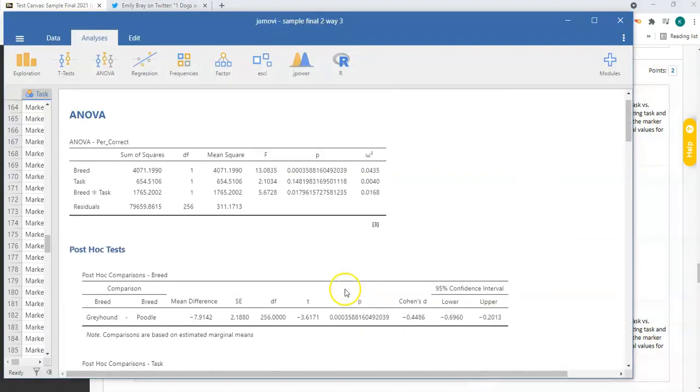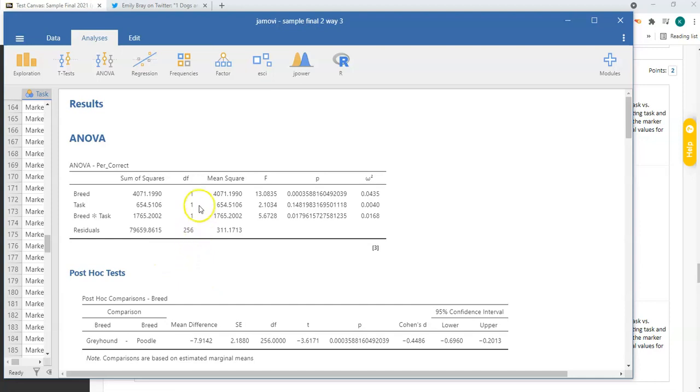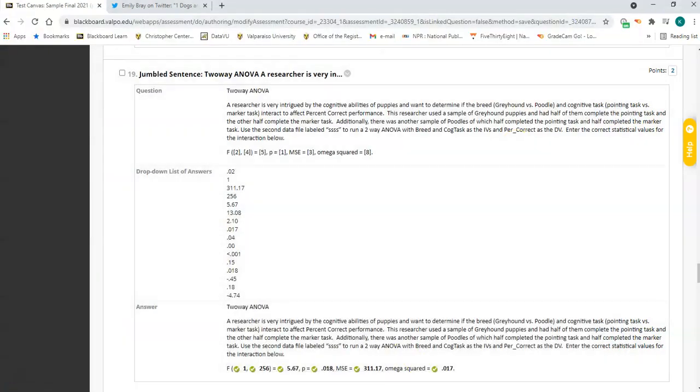So where do you find all those numbers? Well, for the interaction, it's going to be 1 and 256. Here's your F value, which is next. Here's your p-value. Here's your mean square error, mean square residual, your omega squared. That's everything.